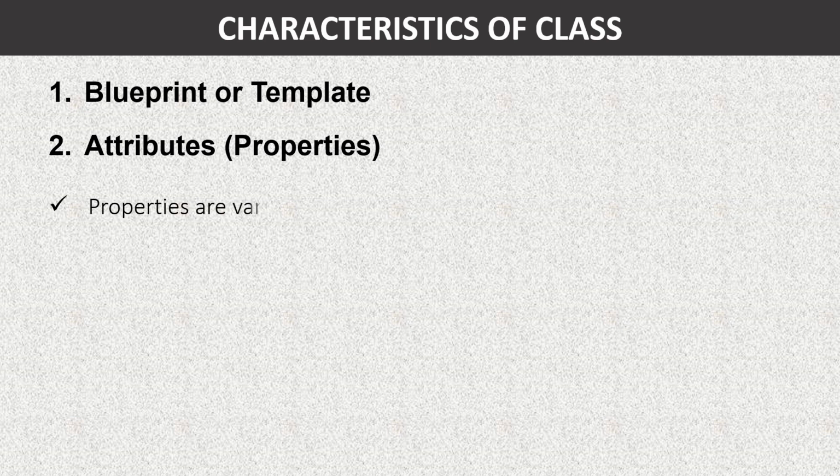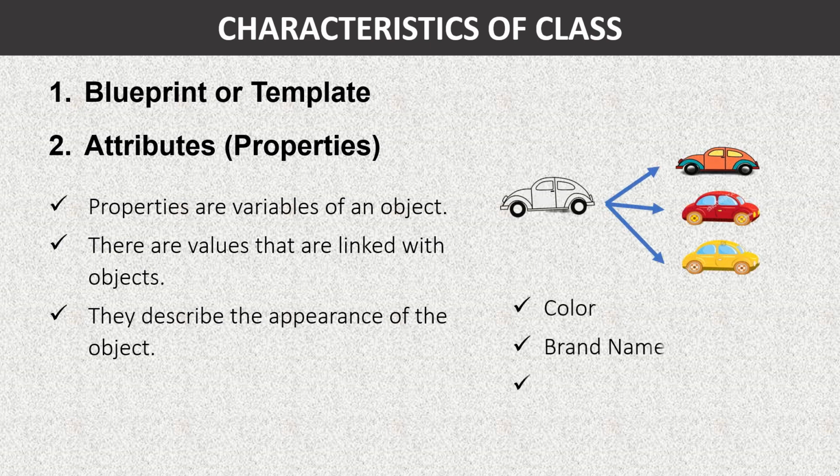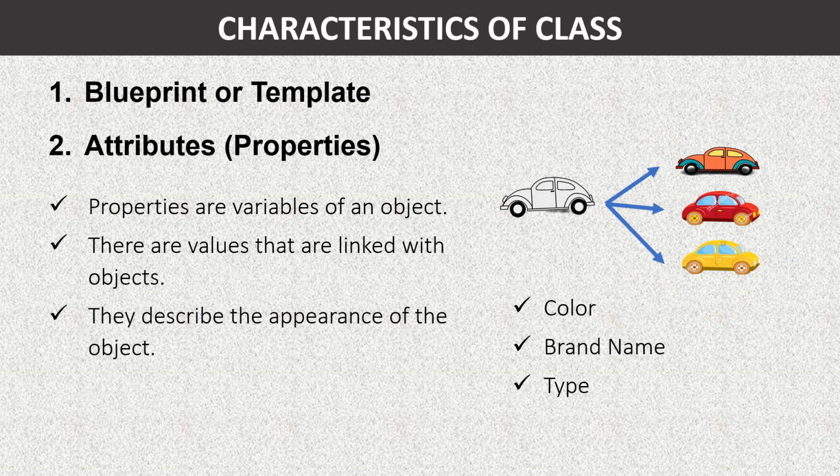Properties are variables of an object. These are values that are linked with objects. They describe the appearance of the object. Properties can be added, changed, or removed. For example, if you have a toy car, its attributes might include its color, brand name, and its type. These details help us describe and differentiate the car from other toys. So, attributes are just ways to keep track of different pieces of information about objects.